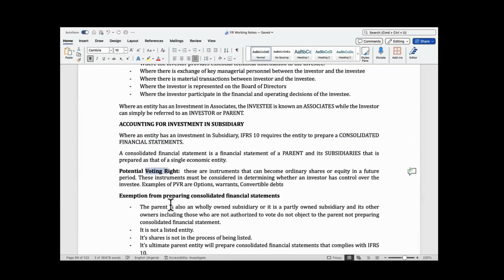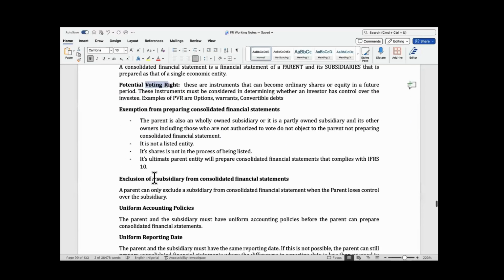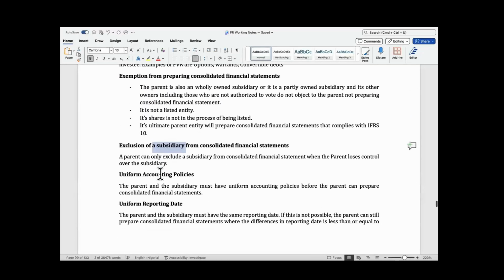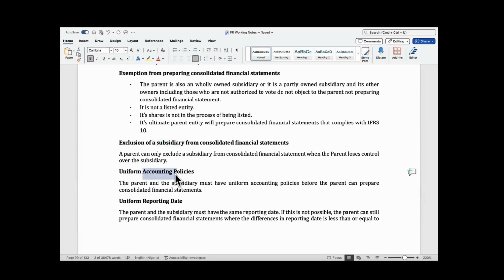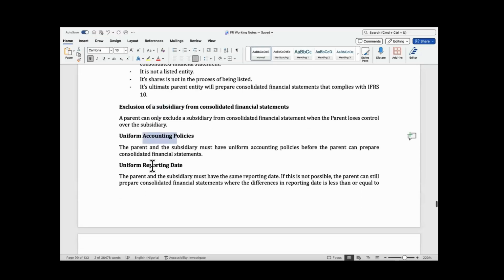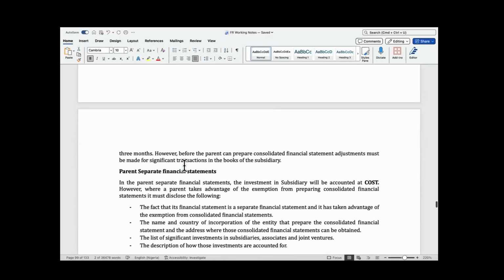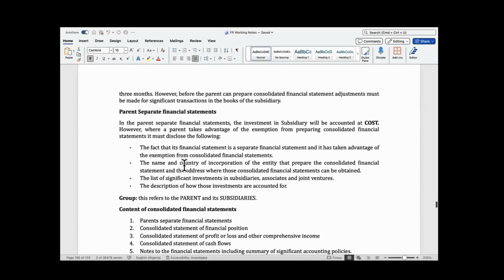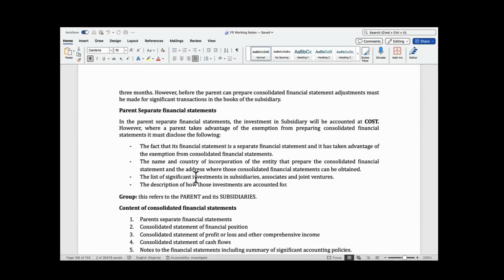Potential voting rights, are you exempted? Can you exclude a subsidiary? Make sure you have uniform accounting policies. Make sure you have the same reporting dates. And again, the fact that you are preparing consolidated financial statements does not mean you will not prepare your own financial statements as an individual entity. You will still need to prepare separate financial statements.